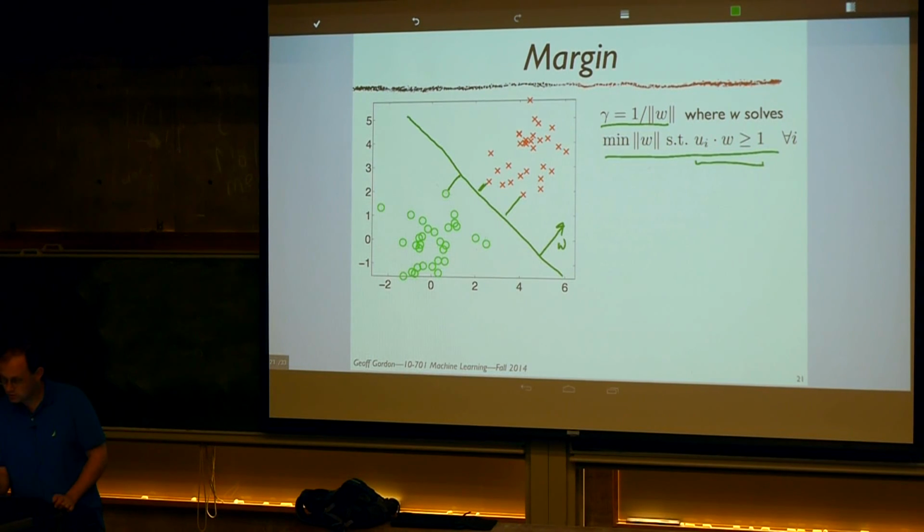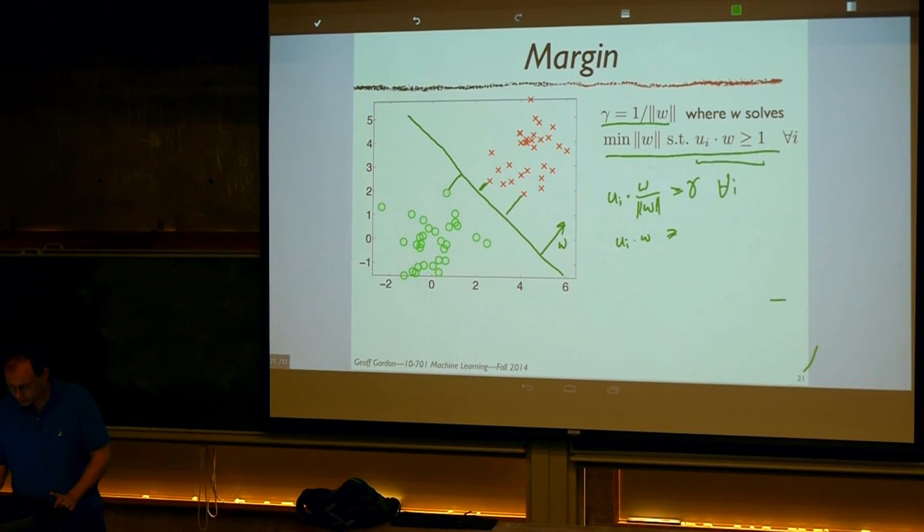So the margin is basically the length of the projection of the example onto the weight vector, right? The margin of a given example is ui dot w over norm of w. That's the projection of ui onto the weight vector w. And in order for that to be bigger than or equal to gamma for all i, that's the same as saying ui dot w is bigger than or equal to gamma times the norm of w, right?